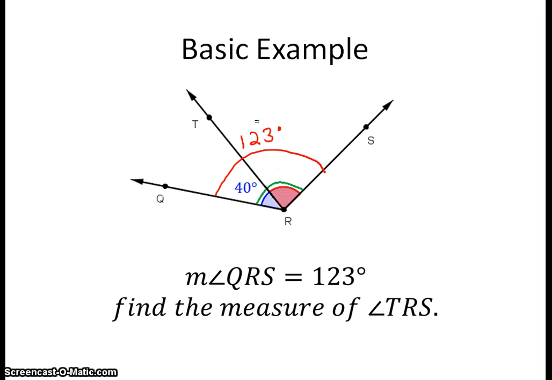Well, if the whole thing is 123 and this little piece here is 40, we can find out how much is left over by subtracting. So if we take 123 degrees and we subtract the 40 degrees that are over here, we would get 83 degrees, which is what has to be left over for TRS. So angle TRS is equal to 83 degrees.